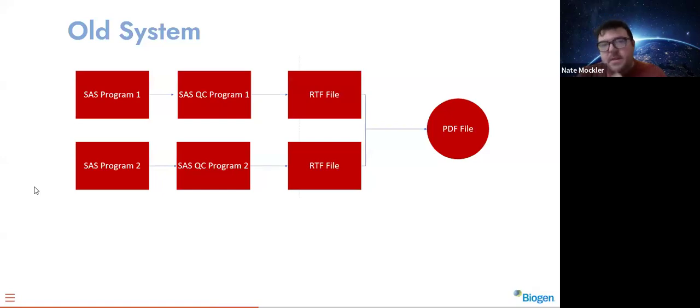So how did we do it? You have your traditional old system where you had SAS programs and QC programs. They were usually double programmed. They would generate RTF files, and you would take all those RTF files and knit them into a PDF using something like Adobe Acrobat. And that was the system that was working.